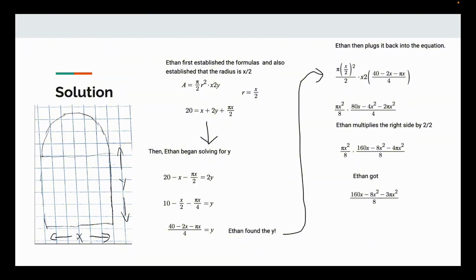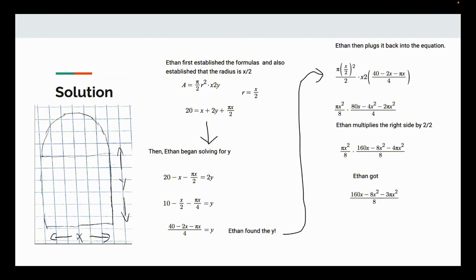So he moved everything to the left to get 2y by itself. And then he began finding a common denominator for those fractions, which resulted as 4. So now it became 40 minus 2x minus pi x all over 4. Now that Ethan has found the y, he plugged it back into that area function and also put in the radius, which is x over 2.